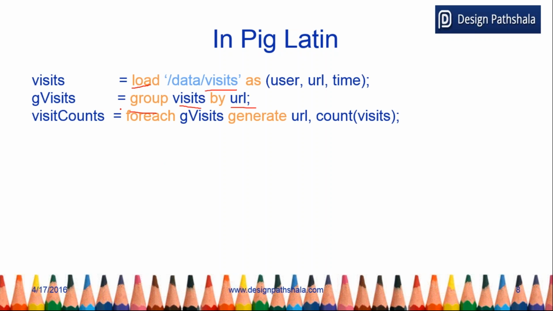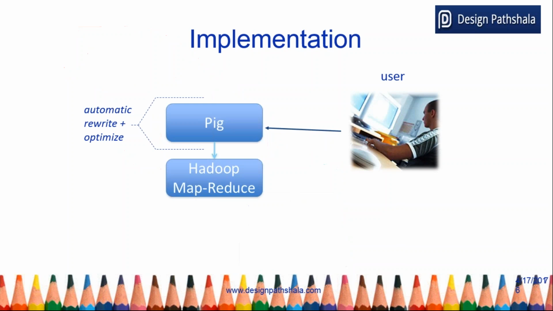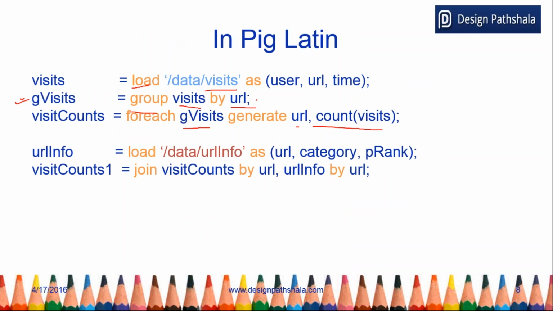Each of these statements is assigned to a variable. So for each of these visits, I generated the URL and the count of the visits. These are the 3 steps I did over here. Then I'll load the URL info and join both of the data sets on URL. So I loaded the URL info, another file, and joined the visit counts and URL info by URL.